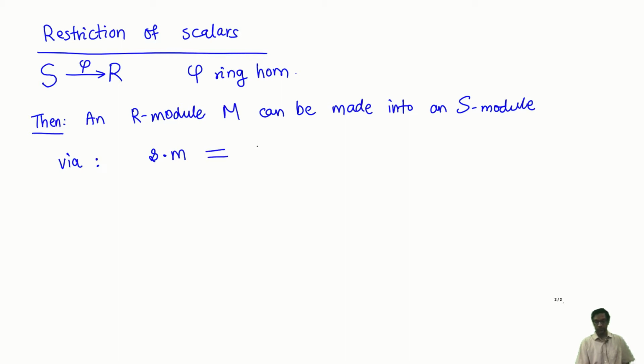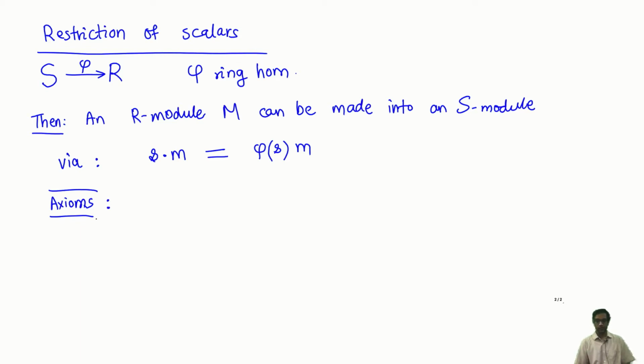Well, what can I do? Since I am given a ring homomorphism, I apply the ring homomorphism to s, thereby obtaining an element of the ring R, and now M is an R module. So I know how to scalar multiply m with the scalar phi of s, which comes from R, right? So this is the definition of the scalar multiplication by elements of S, and it's easy to check the properties. Okay, so one just has to check that all the axioms of a module are satisfied.